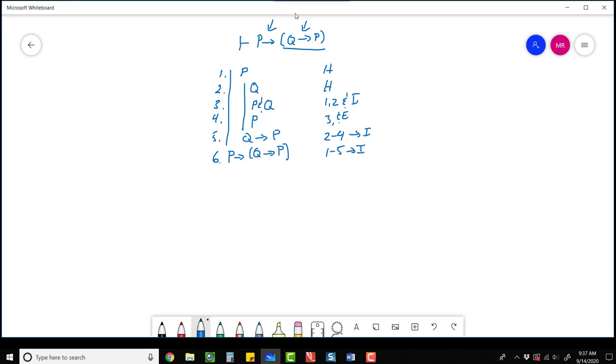Okay, so that's how a theorem can work, how we can actually prove something from no assumptions, which was not possible for us before the rule of conditional introduction.